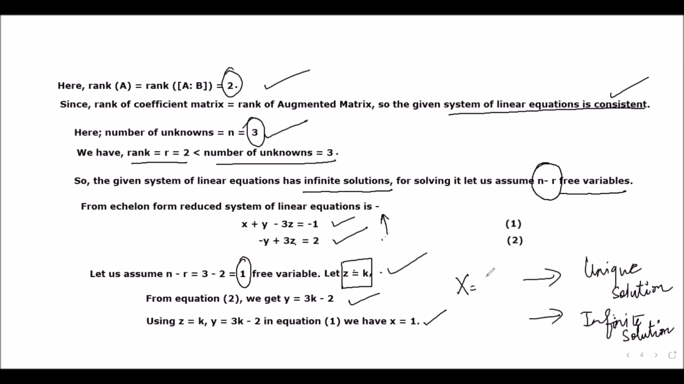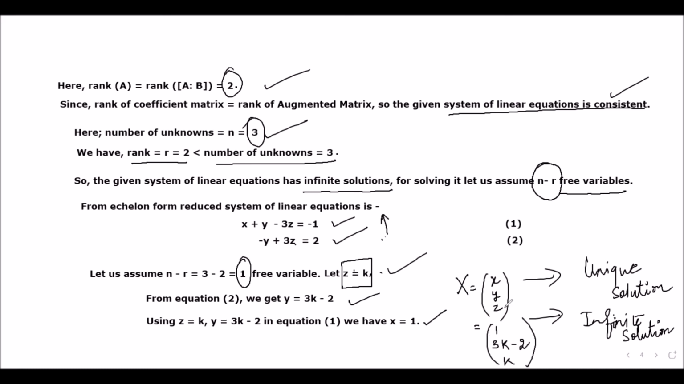So what is the solution we are getting here? The vector x, y, z: x is 1, y is 3k minus 2, and z is the free variable, which is k. So this is the solution of the given system of linear equations.